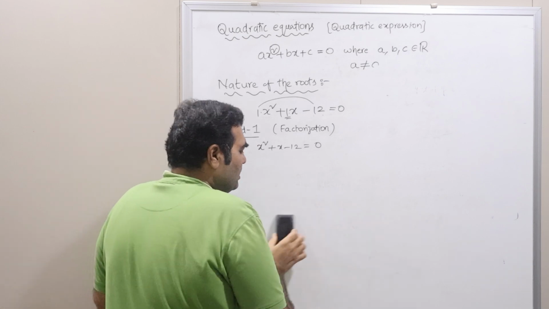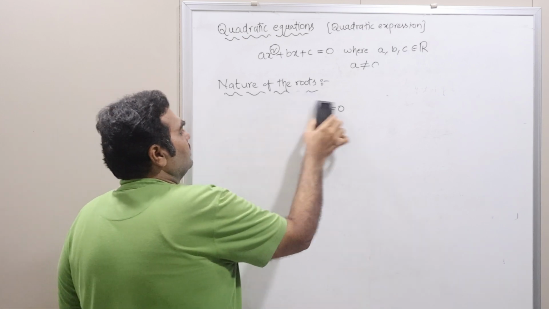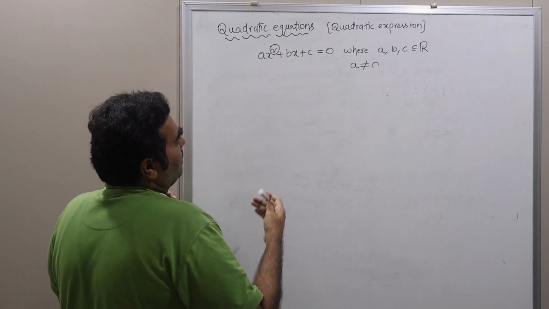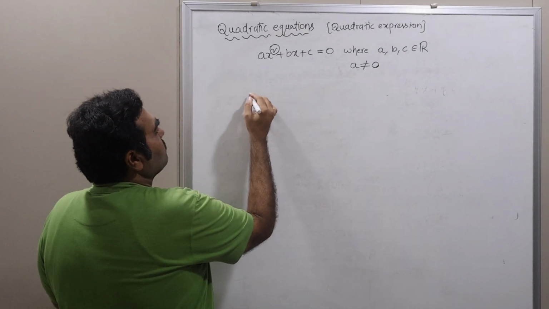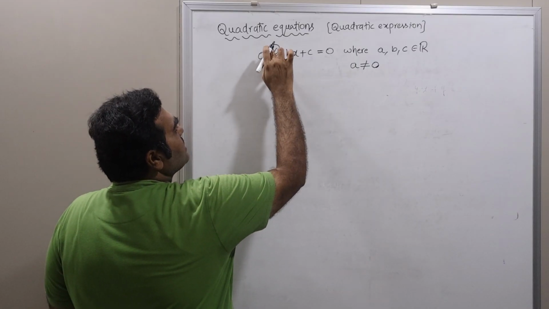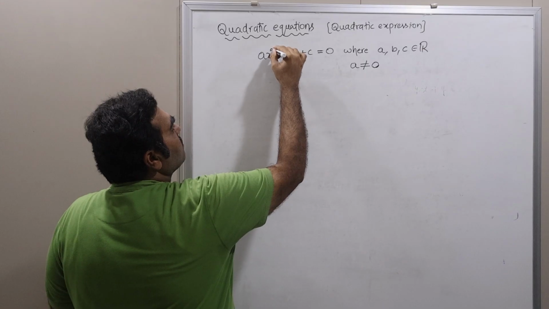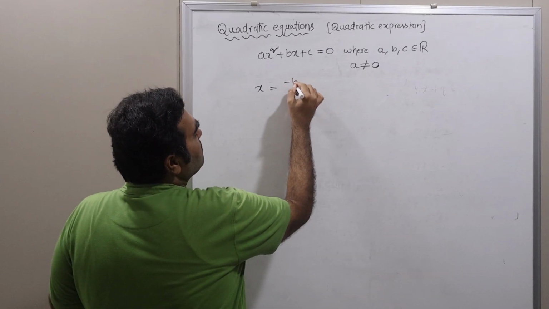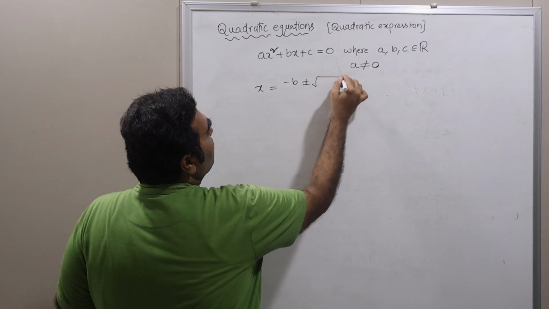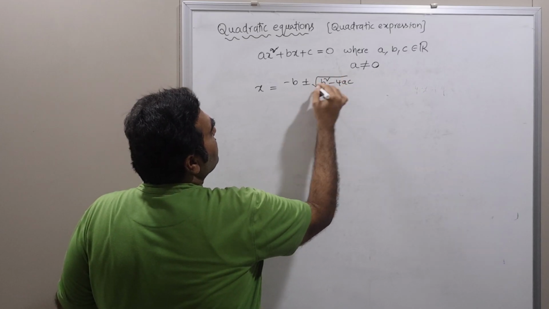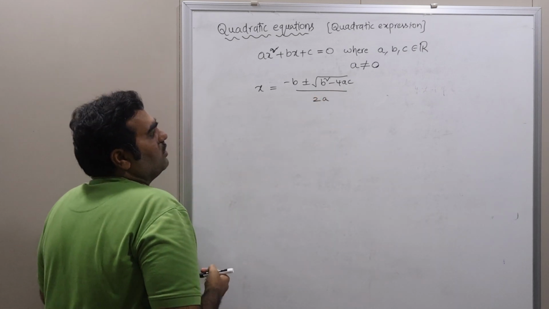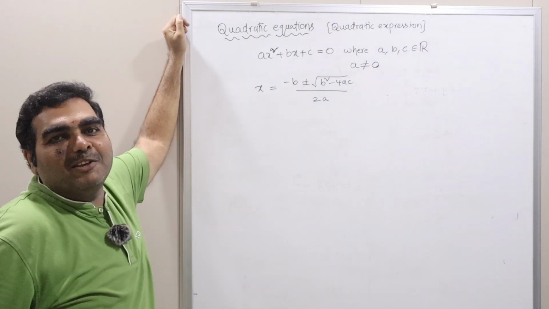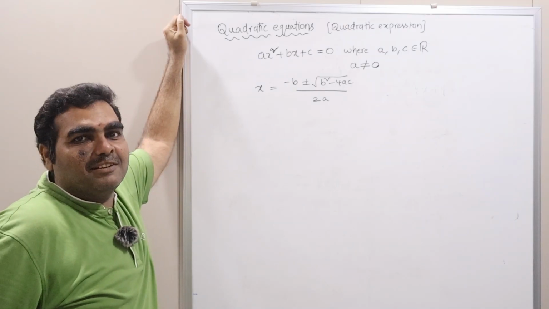It is always advisable to go with the formula. The time it takes to calculate using both approaches is approximately the same. So the formula is: if the given quadratic equation is ax square plus bx plus c is equal to 0, then according to the formula, the value of x is given by x is equal to minus b plus or minus square root of b square minus 4ac, by 2a. The formula may look lengthy, but it is very simple.